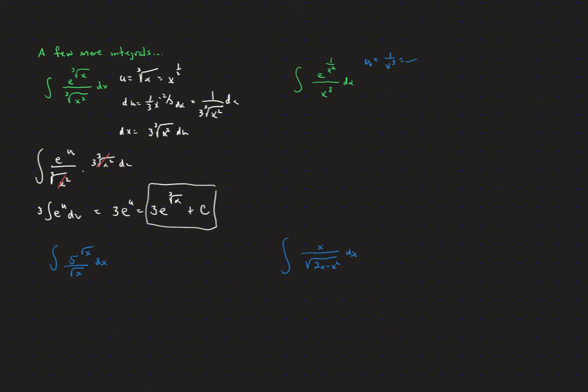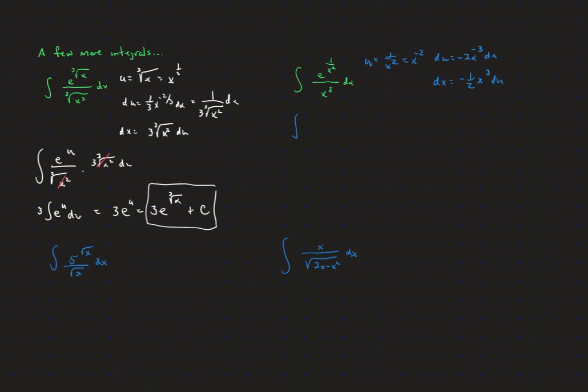Oops, that's x squared. Let me fix that. So that's 1 over x squared, which we're going to think of as x to the negative 2. So du is 2x to the negative 3, which means dx is going to be, we're going to get a negative 1/2, and then moving that x to the negative 3 to the other side is going to be 1 over x to the third du.